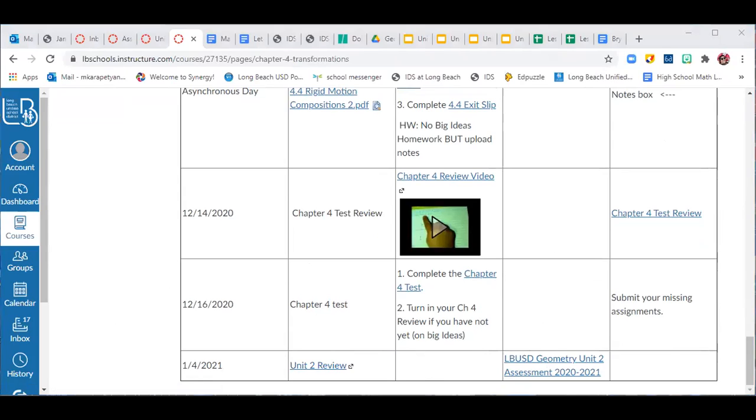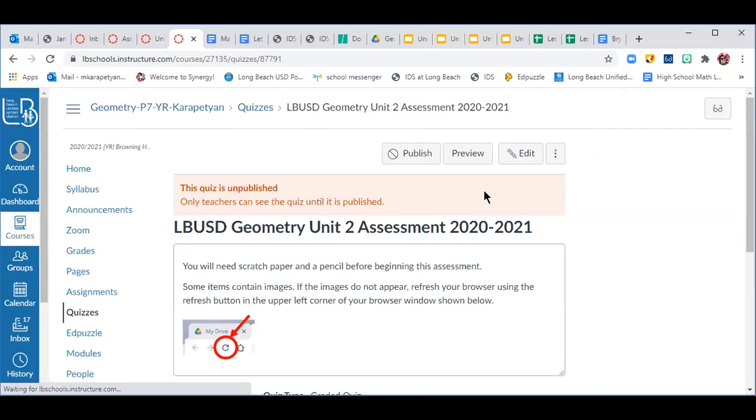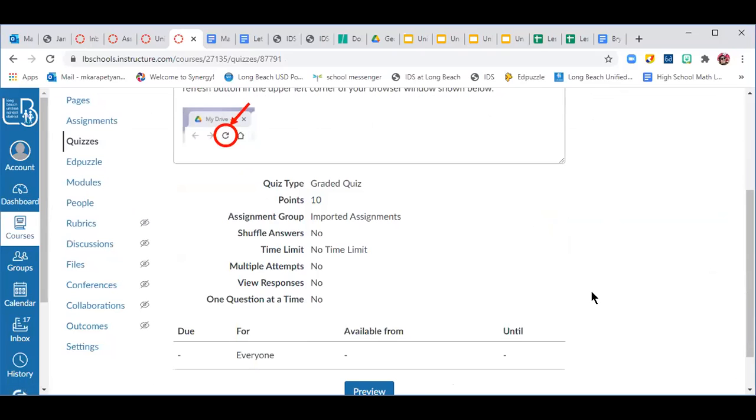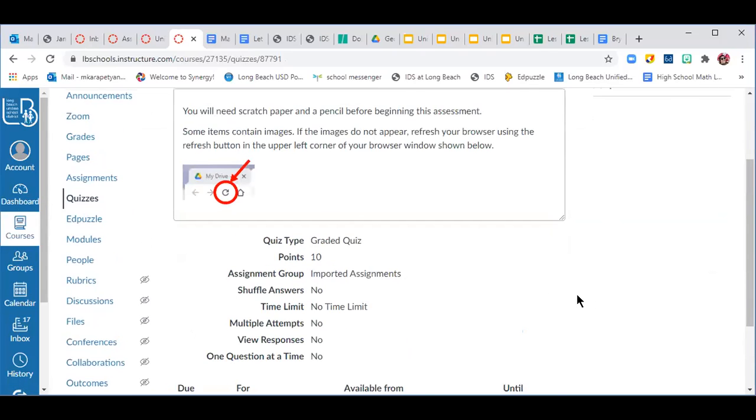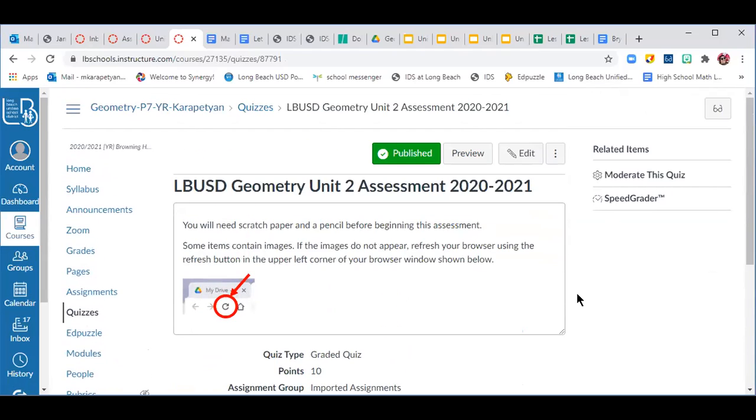Look at that. Miss K gave you another opportunity to improve your grade. However many points that you get on the Unit 2 assessment, this one right here. Ooh, let me publish it so you can access it. My apologies. Okay, however many points you get there, I will be adding to your Chapter 4 test grade.